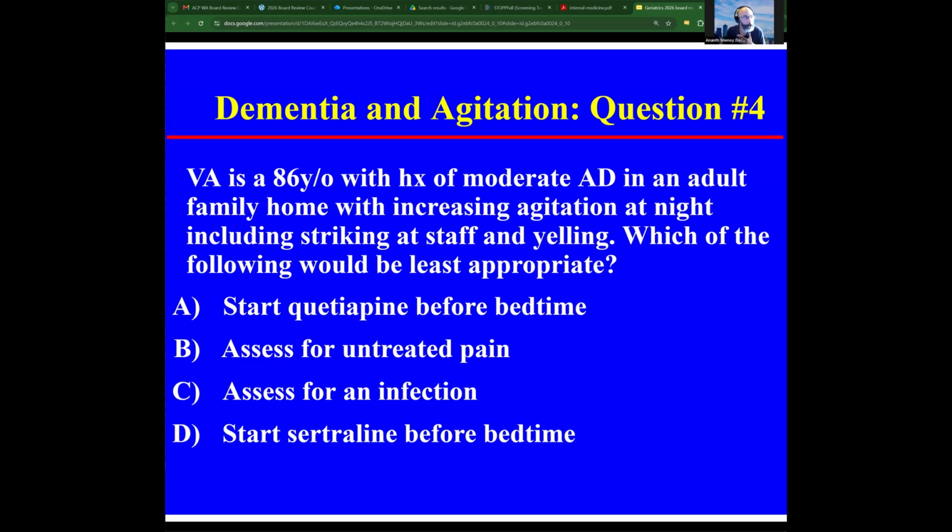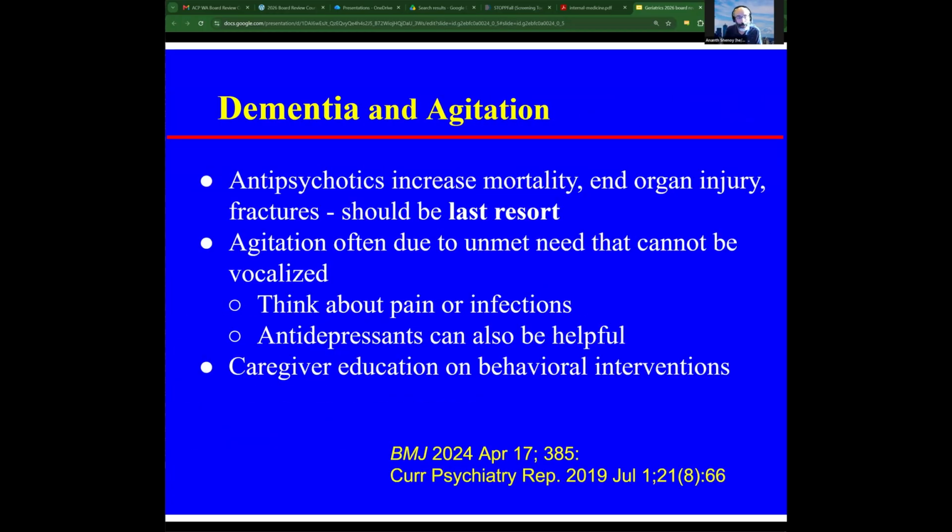All right. It looks like we are torn between starting quetiapine as the least appropriate versus starting sertraline. And I'm glad you're catching on, we want to be cautious with medications. So when we think about agitation in dementia, which I would be shocked if everybody here hasn't managed multiple cases of in the hospital, with agitation, antipsychotics should be your last resort. We have a lot of evidence to show that they increase mortality, increase the risk of bad cardiovascular outcomes, increase the risk of falls and fractures. So they really have to be your last resort.